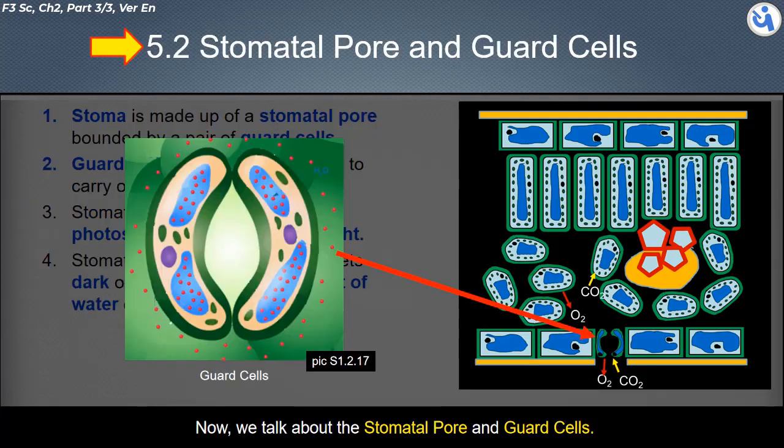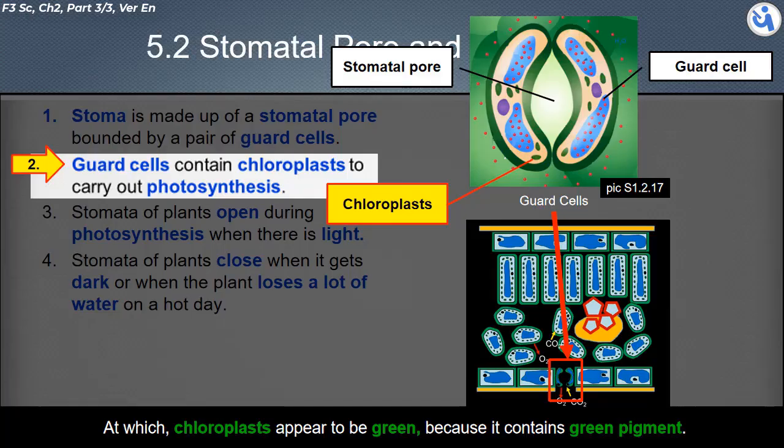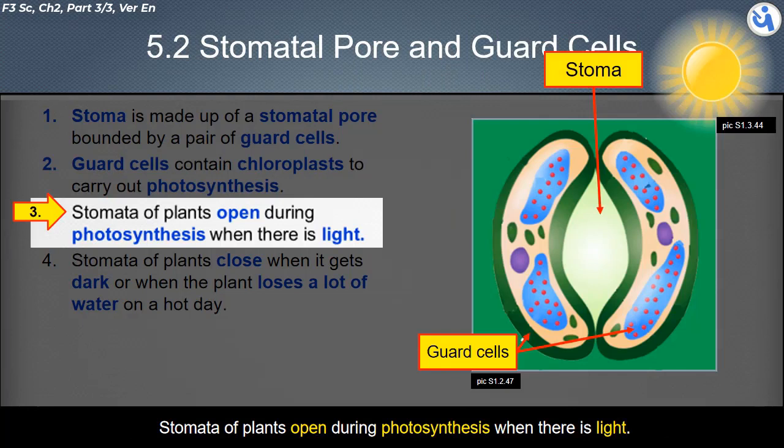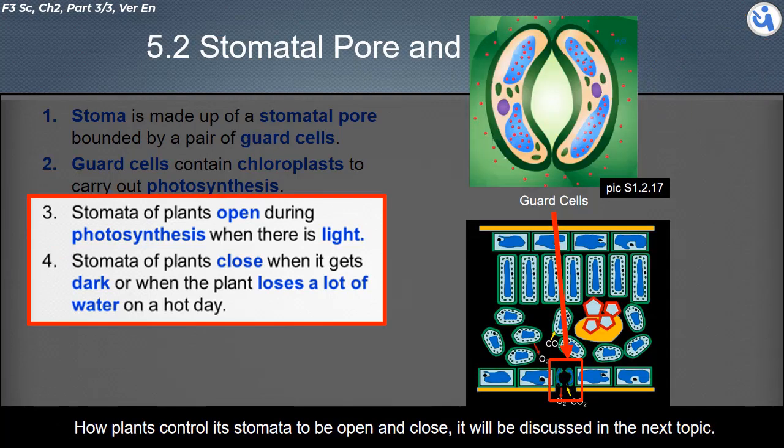Now, we talk about the stomatal pore and guard cells. Stoma is made up of a stomatal pore bounded by a pair of guard cells, in which chloroplasts appear to be green because they contain green pigment. Stomata of plants open during photosynthesis, when there is light. Stomata of plants close when it gets dark, or when the plant loses a lot of water on a hot day. How plants control their stomata to open and close will be discussed in the next topic.